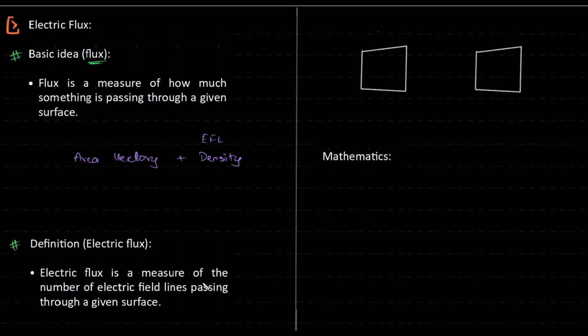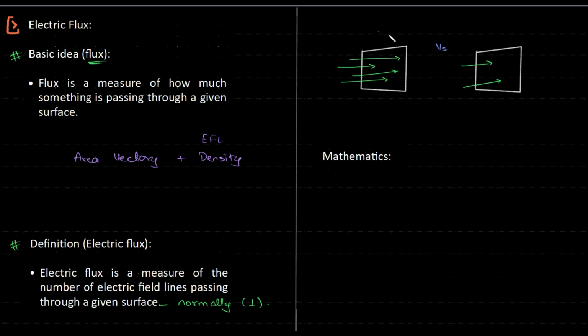Electrical flux is a measure of the number of electrical field lines passing through a given surface. Actually, I missed a keyword. Normally. That is perpendicular. Right? So let me explain it this way. So we have something like this over here, and this is something like this.